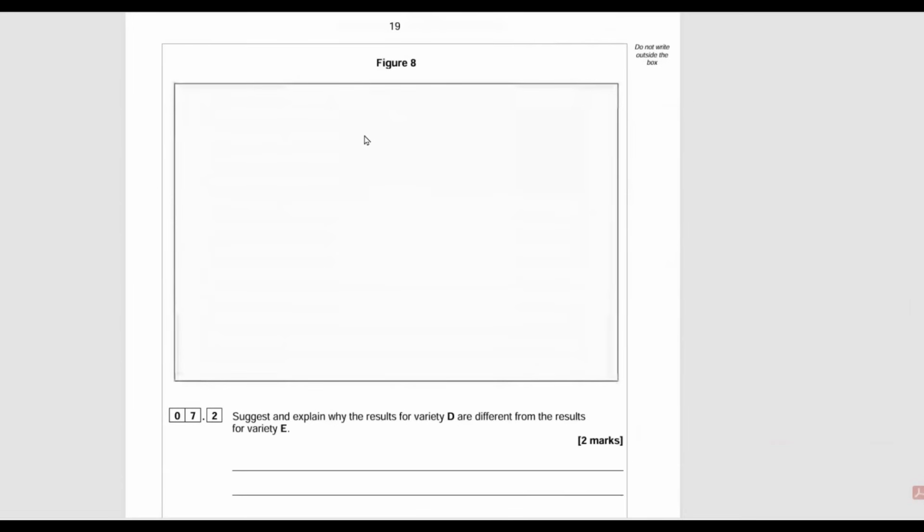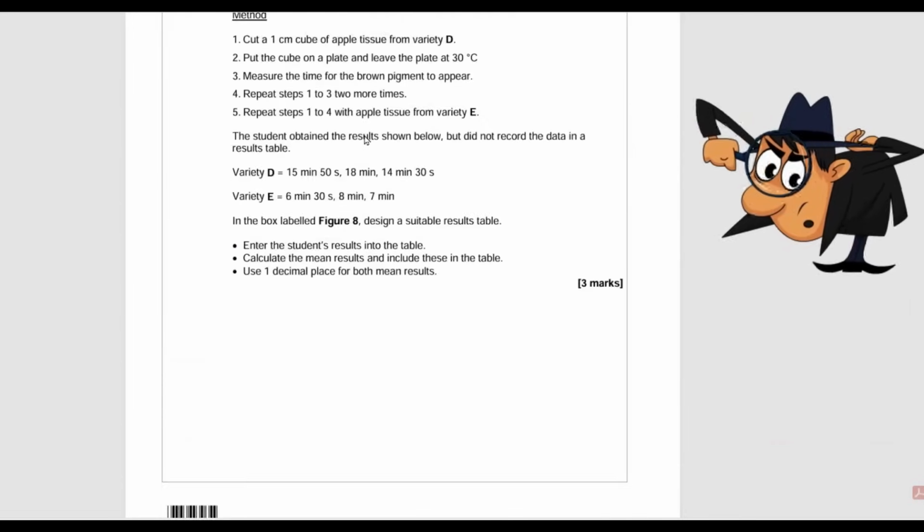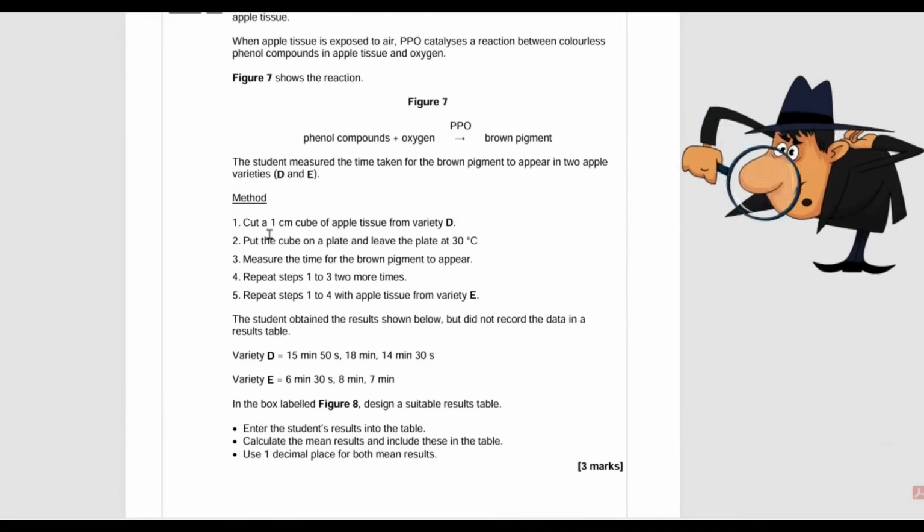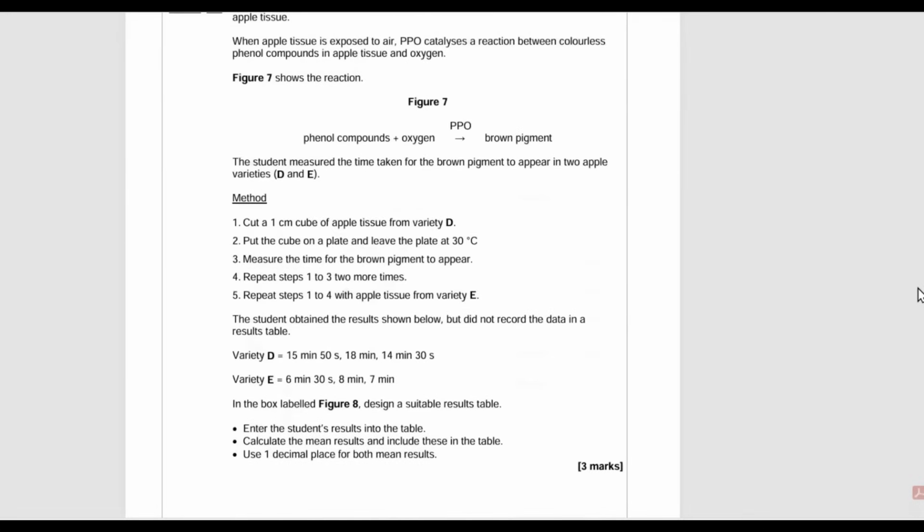Now it says 7.2, suggest and explain why the results for variety D are different from the results for variety E. So what we have to look at is what they didn't control that might mean that D, because we'll see E had a much smaller mean time. It went brown a lot quicker. So what is it that could be different? Well, let's check their method out. Difficult one, but it's something they haven't controlled about this method.